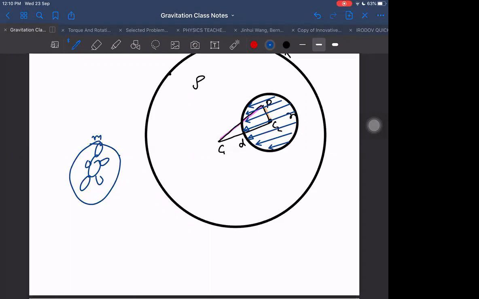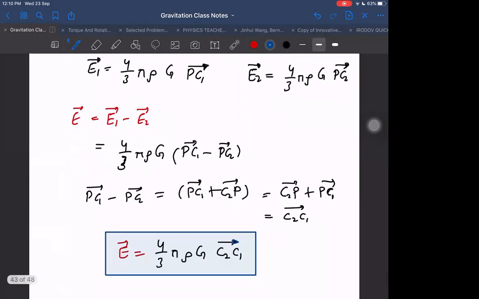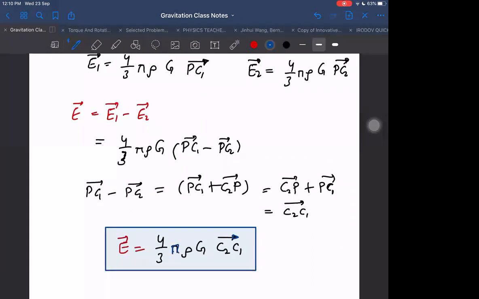We may have to integrate. Here we need not do anything. Put anything inside it, any shape, the field acts the same. Doesn't matter. Always it will come out to be the same force. That will always be the field we know already. That field will be equal to 4/3 π G ρ times the C2 to C1 vector.